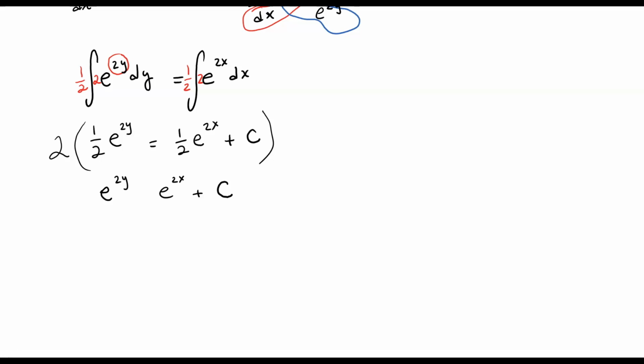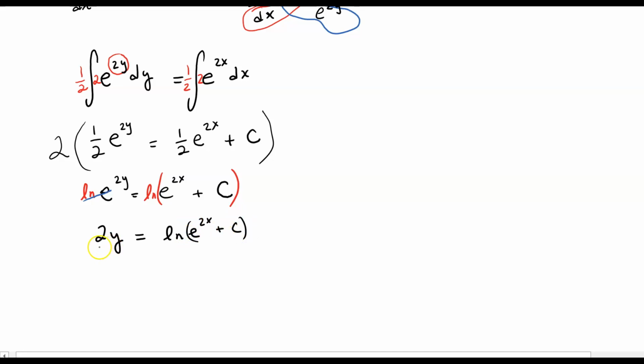I'm going to adjust this a little bit just so I have enough space. I take the natural log of both sides, and in doing so, the natural log gets rid of the base e. Not on the right-hand side of the equation, but on the left. I'm left with 2y equals the natural log of e to the 2x plus c.